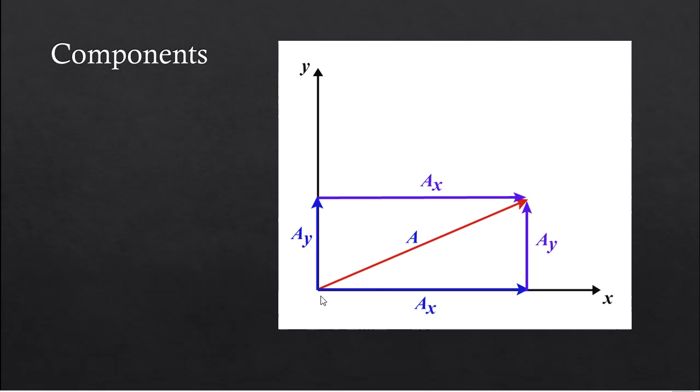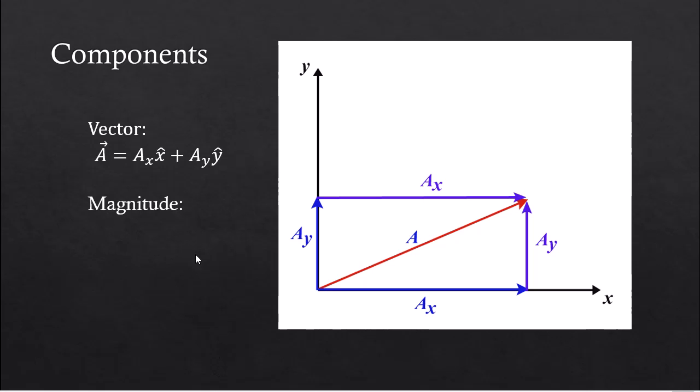Here is a vector shown in 2 dimensions. The vector is A. It has 2 components, Ax and Ay. Ax is along the positive x-axis, Ay is along the positive y-axis. So the vector A is Ax x unit vector plus Ay y unit vector.